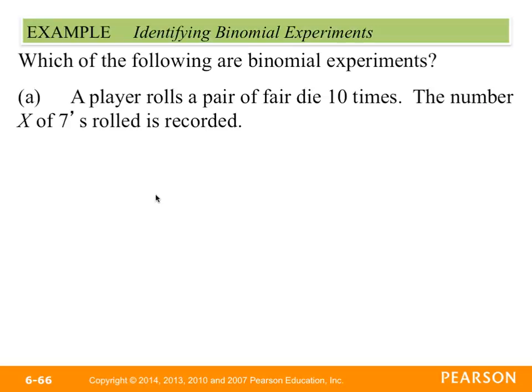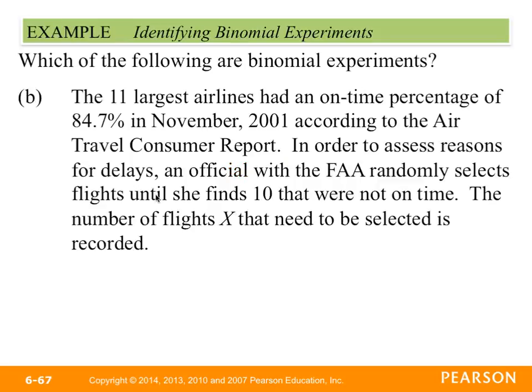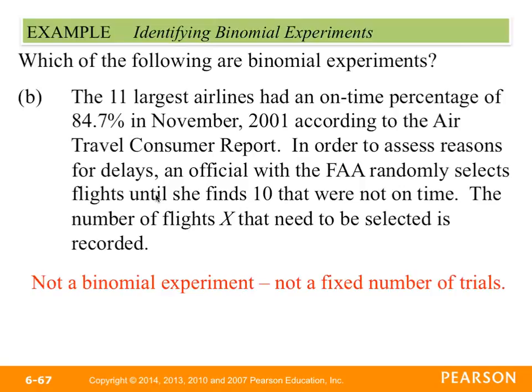So a player rolls a fair die 10 times. The number of sevens rolled is recorded. This one is in fact binomial. Here we have the 11 largest airlines. They had an on-time percentage of 84.7% in November of 2001, according to the Air Travel Consumer Report. And in order to assess reasons for delays, an official with the FAA randomly selects flights until she finds 10 of them that were not on time. This one is not going to be binomial because it's not a fixed number of trials. So we don't know how many flights she has to look at until she finds 10 that aren't on time. So that is not going to be binomial.